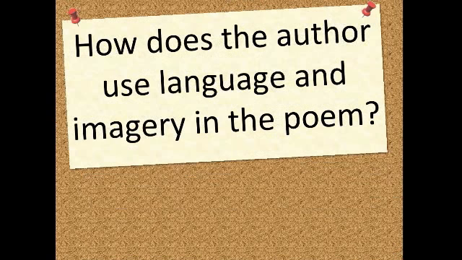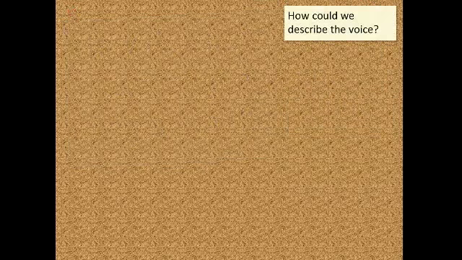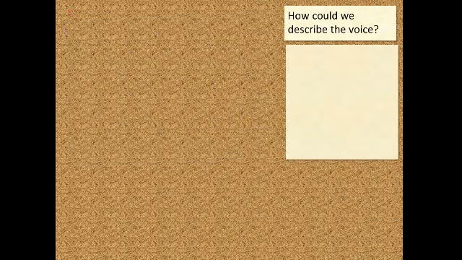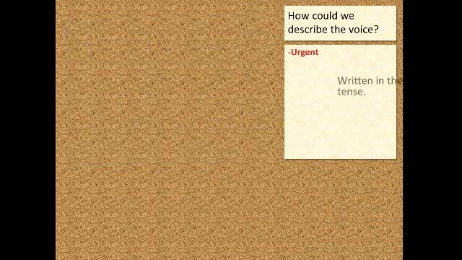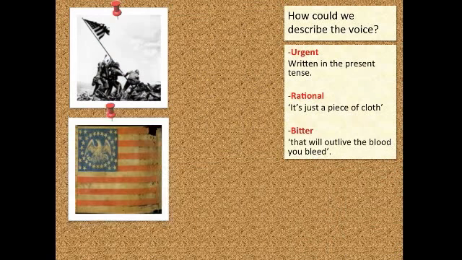So how does the author use language and imagery in the poem? Let's start with the voice. The tone of the poem appears urgent. It's written in the present tense. It also appears rational. And at times, there is a bitter tone.